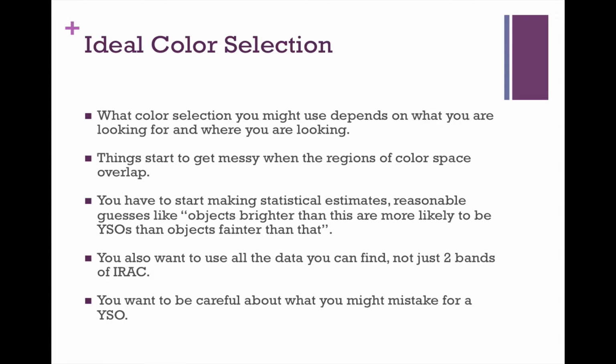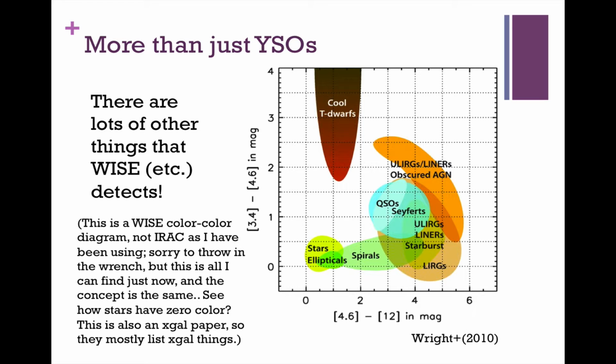And things get messy because the regions of color space are not necessarily cleanly defined. So you have to start making statistical estimates, guesses, like objects brighter than this are more likely to be young stars than objects fainter than it. You also want to use all the data you can find, not just two bands of IRAC, but everything you can find. And you want to be careful about the interlopers, things that you might mistake for a young star. There's a lot of things out there.